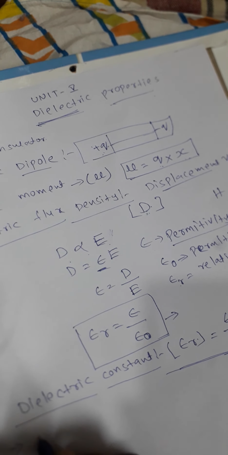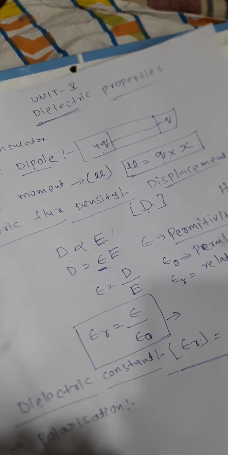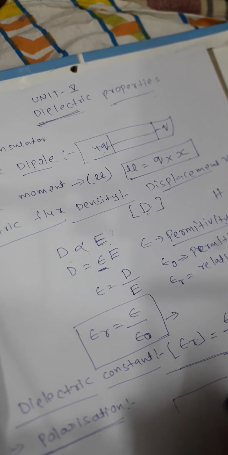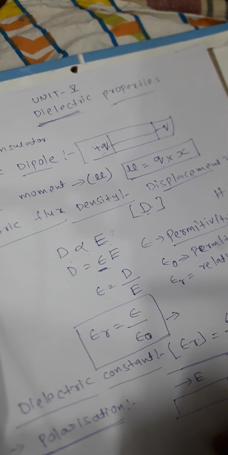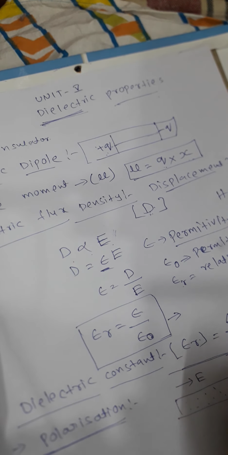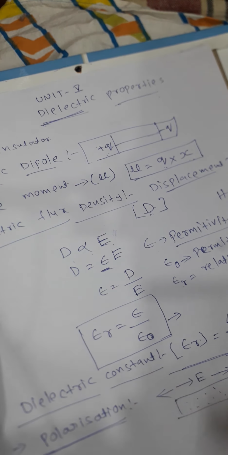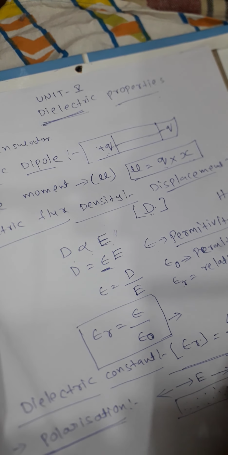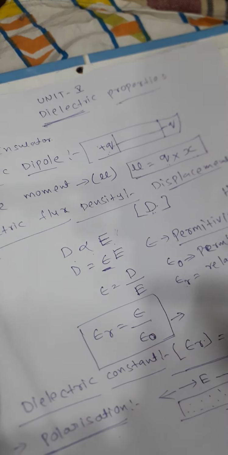Now the next definition, polarization. We take a dielectric material and apply an electric field in this direction. Inside, positive and negative charge carriers are there. All the positive carriers move in one direction and the negative carriers move in the other direction, so dipoles are formed inside the material. This process is polarization: the process of producing dipoles.